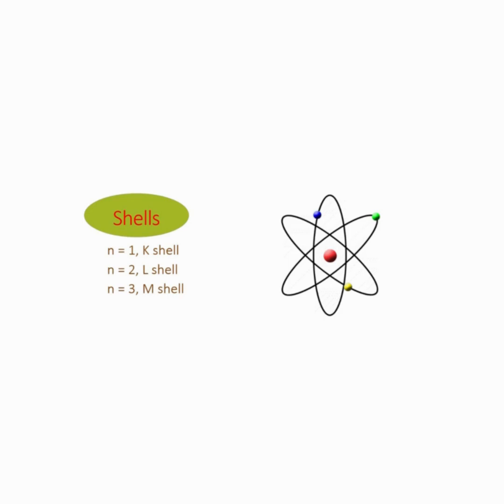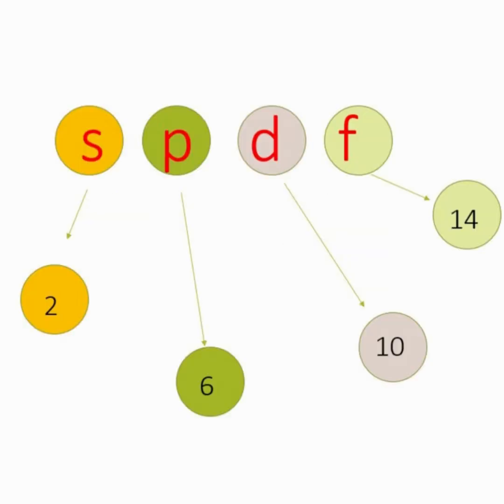When n is equal to 1, it is the K shell. When n is equal to 2, it is the L shell. And when n is equal to 3, it is the M shell. Now all these shells are further subdivided into different subshells: subshells s, p, d and f.